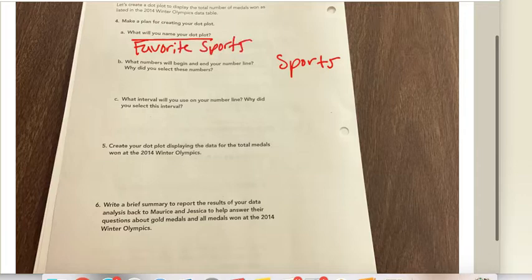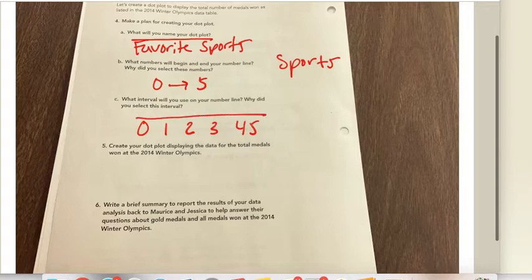What numbers will begin and end? So obviously it'd be 0. And we could say, how many sports you play. It could be all the way up to maybe, you kind of collect your data and then you go from there. So if I collected my data and let's say the most sports that some people played were maybe 5 different sports. So then it says what interval will you use on your number line? You can count by 0, 1, 2, 3, 4, 5 and make your number line just in numerical single intervals.